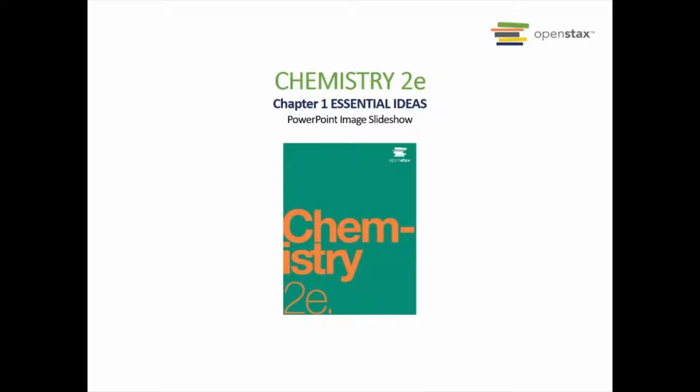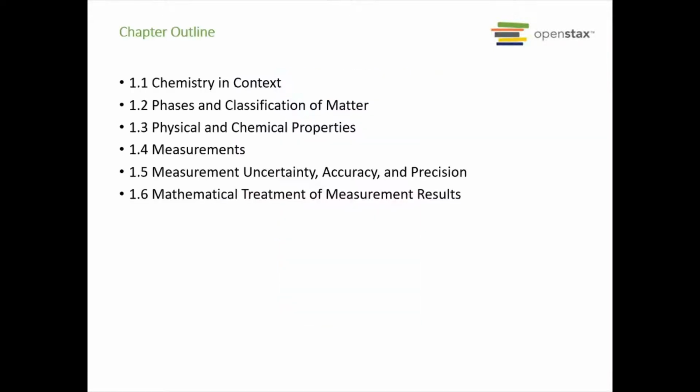All right, let's get started. So we are beginning with Chapter 1, Essential Ideas. There are 6 sections to this chapter. We have chemistry in context, phases and classification of matter, physical and chemical properties, measurements, measurement uncertainty, accuracy and precision, and mathematical treatment of measurement results.